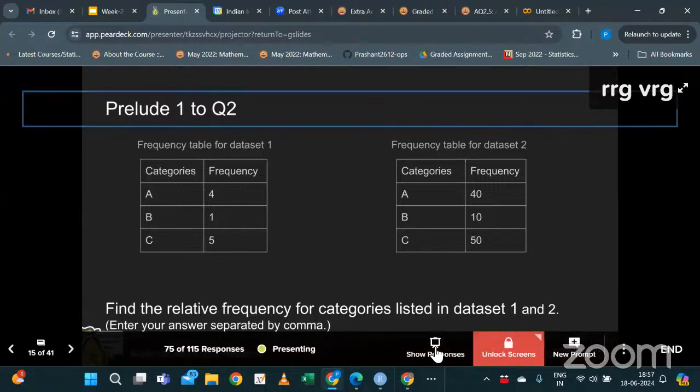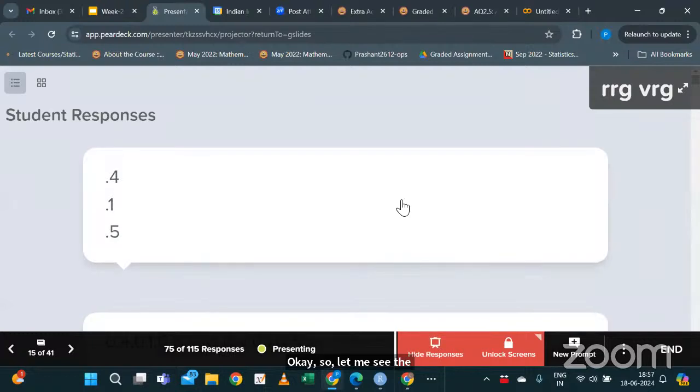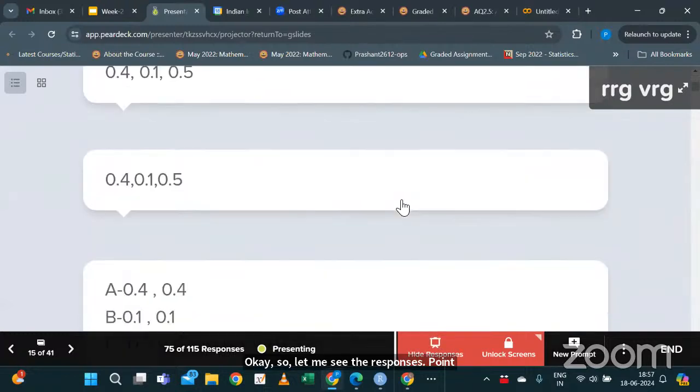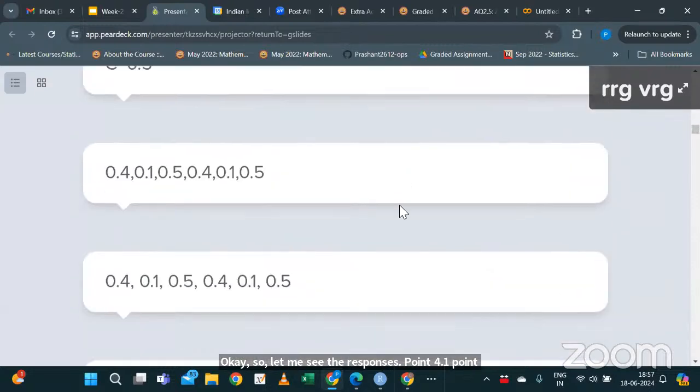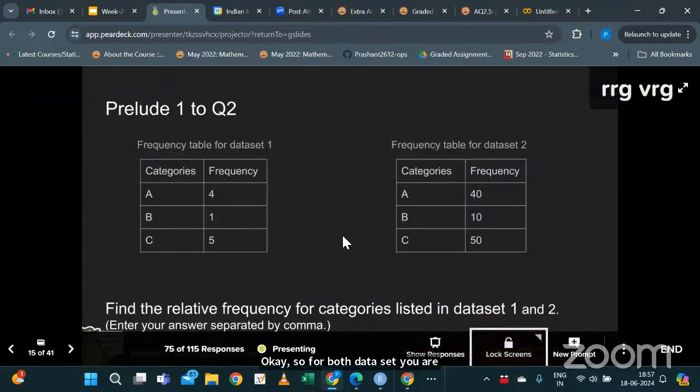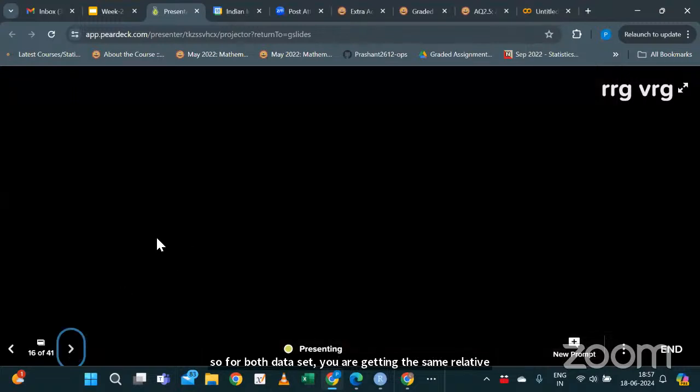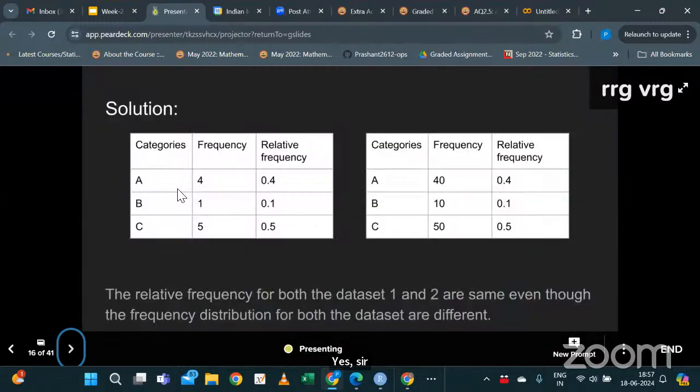Okay, so let me see the responses. 0.4, 0.1, 0.5. Okay, so for both data sets, you are getting the same relative frequency. All right. So we can see in the solution, what we have to do is just divide by the total.